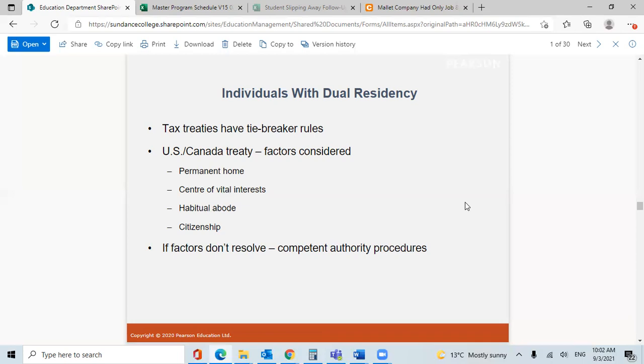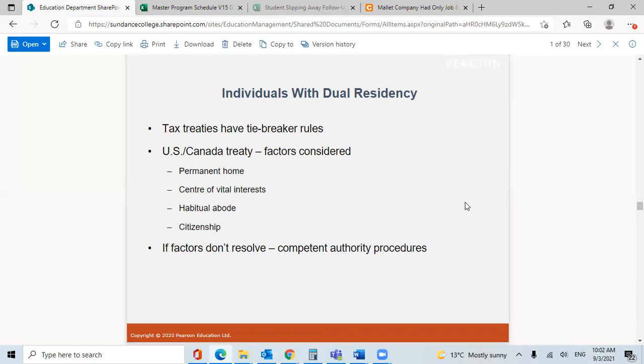And then if that cannot determine where this person should be a resident, then we need to take a look at habitual abode. The country where the individual spends more time will be considered the country of residence. So this is the third factor. If this rule still fails to resolve the issue, then we'll take a look at citizenship.